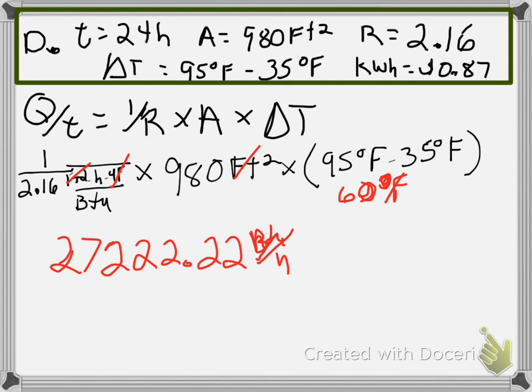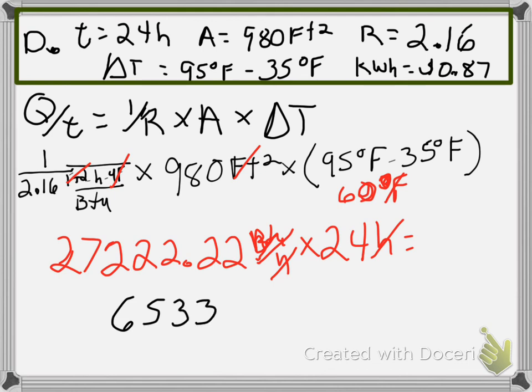Now the next step is I want to do it for 24 hours, so I'm going to times this by 24 hours. And hours is going to cross out. I'm going to be left with BTUs. And so when I times that, I'm going to have 6, 5, 3, 3, 3, 4 threes repeating, 3.33 BTUs.